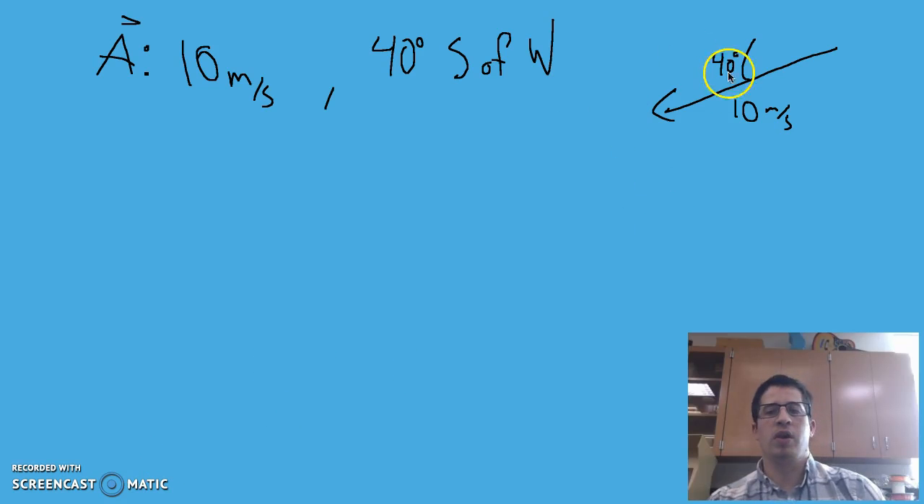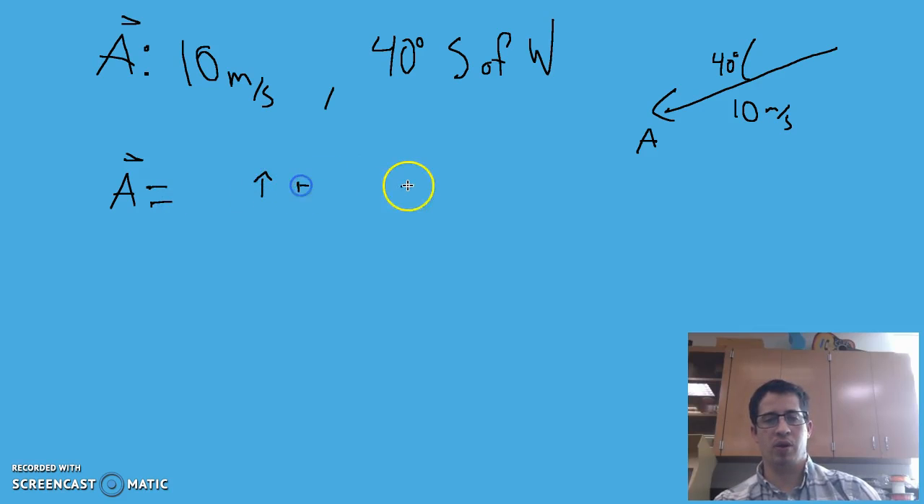We're going to analyze this velocity vector. We'll call it vector A, and it is 10 meters per second, 40 degrees south of west. Just like we did with the last vector, I want you to write it in unit vector notation.